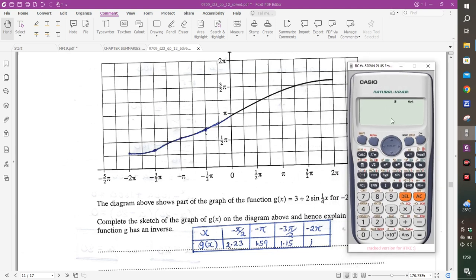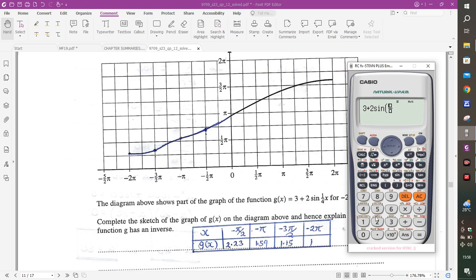Angles are given in radians, they're in terms of pi. So my calculator should be in terms of pi. So shift, and then this is part 4. So we have 3 plus 2 sine of, now we have a quarter.